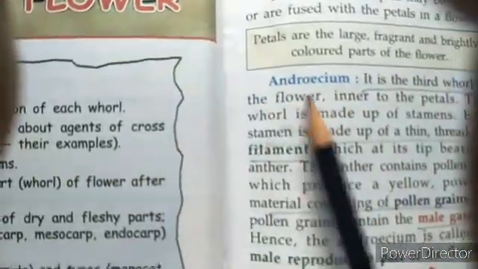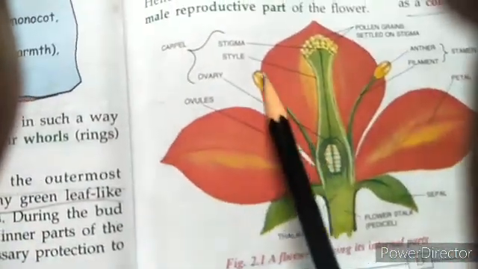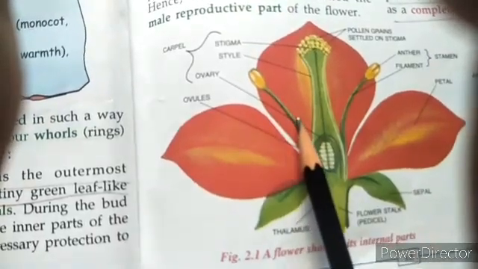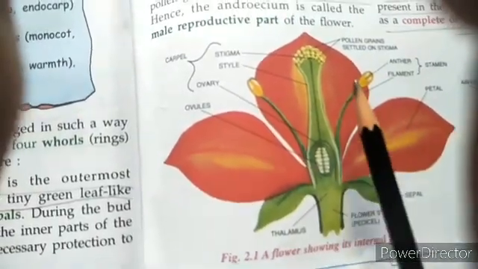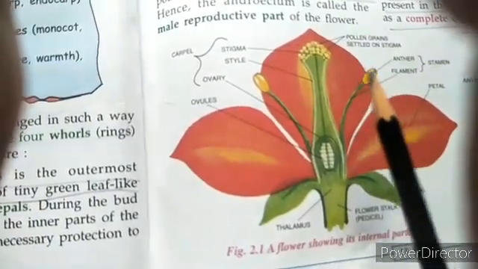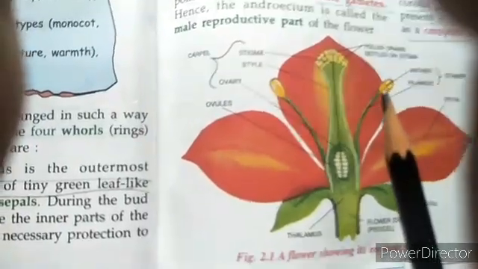petals here. Then we came to know about androecium. Androecium is also known as the male reproductive part, which we can see very easily has a filament and an anther, together known as a stamen, and in the anther there would be pollen sacs which would produce pollen grain.